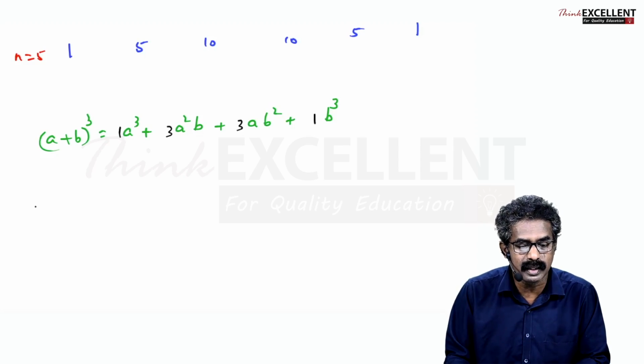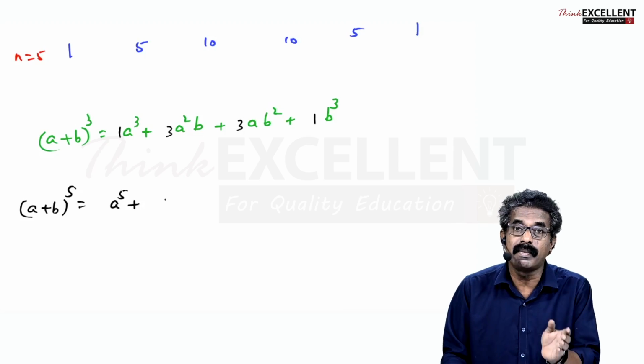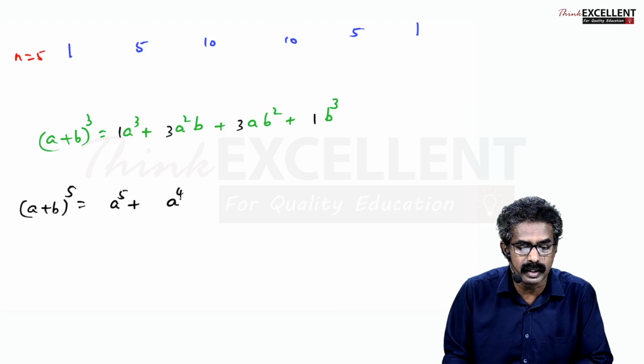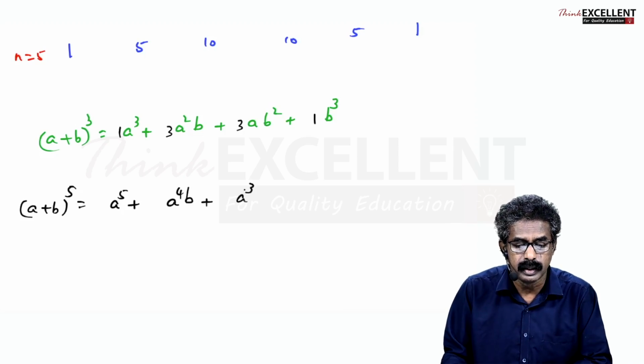So now you can write even (a plus b) raised to 5. Can you guess? The first term is a raised to 5. Coefficients we write later. Then reduce a's power by 1: a raised to 4, and introduce the second letter b. Plus, reduce a's power one more, a cube, and increase the second one, b square.